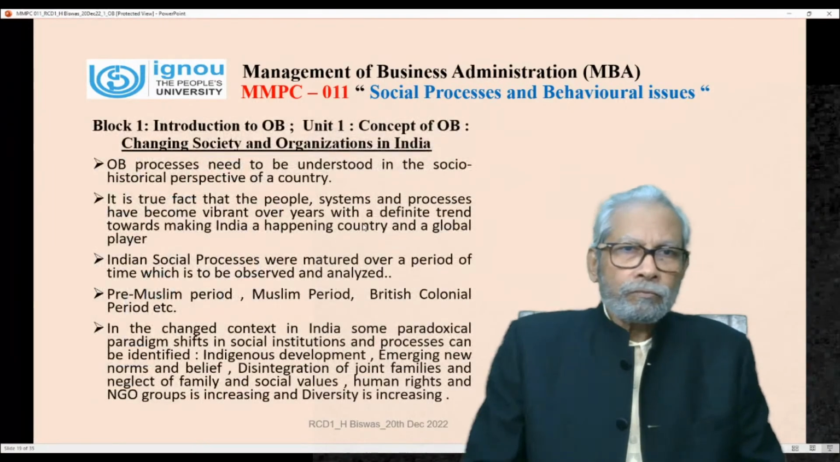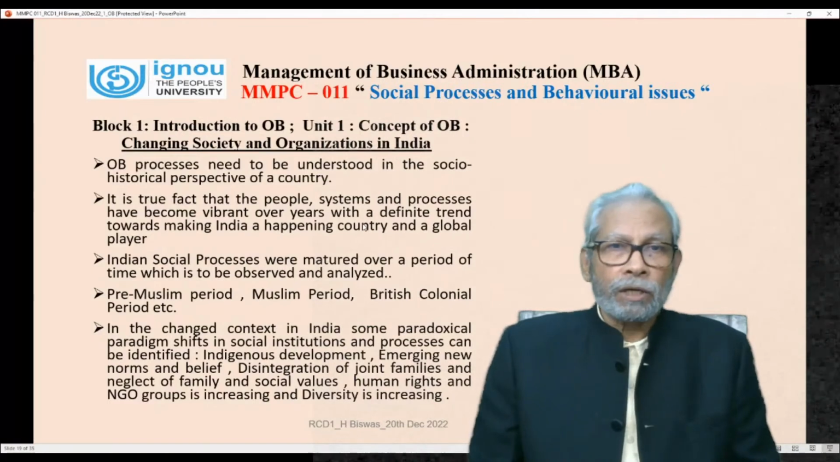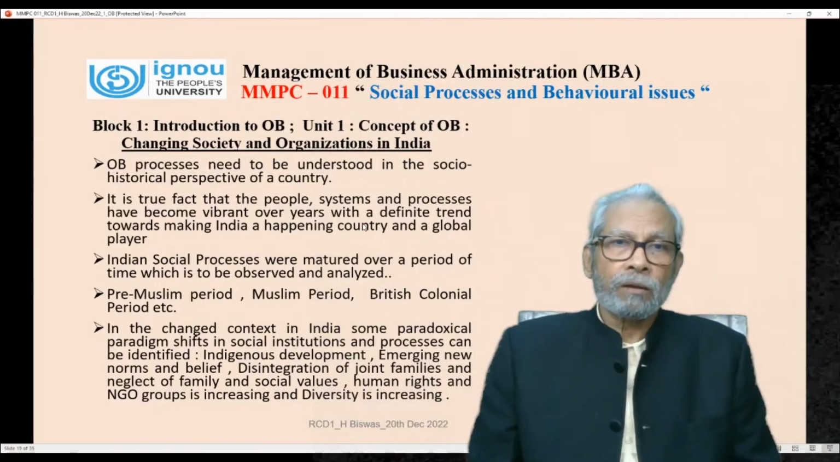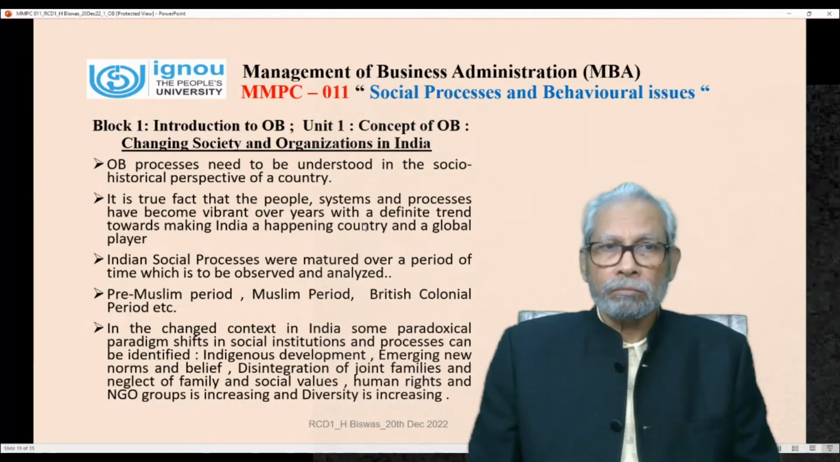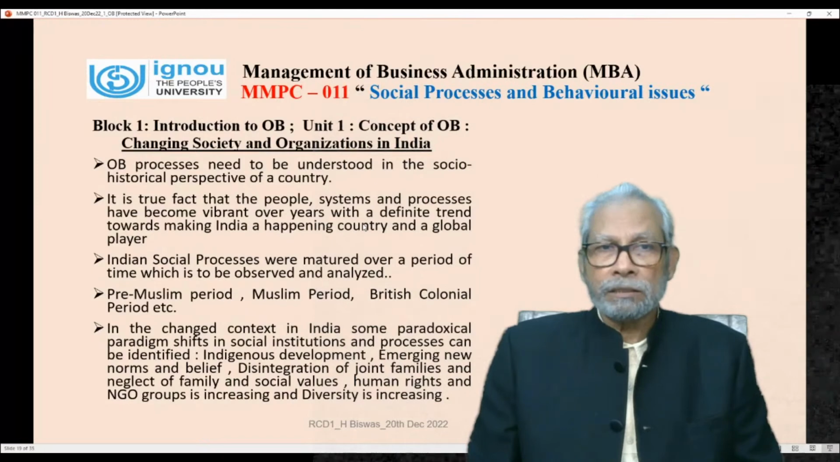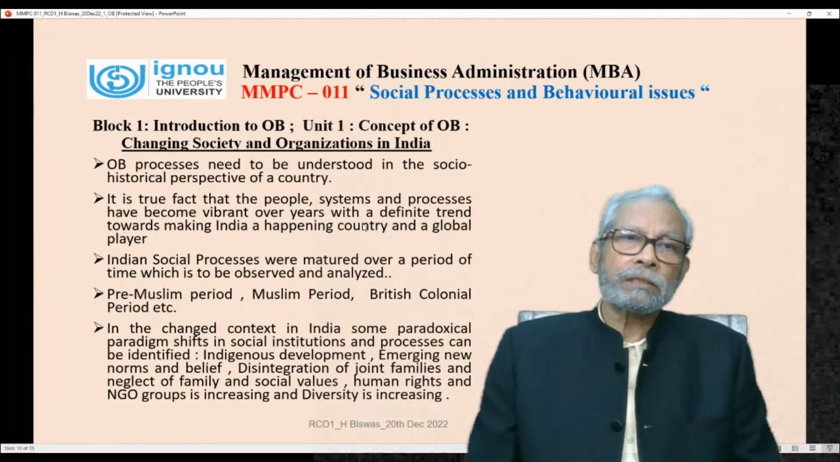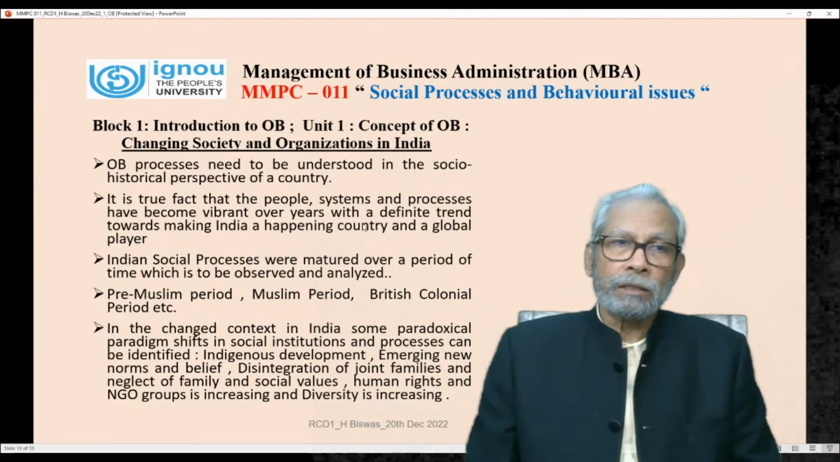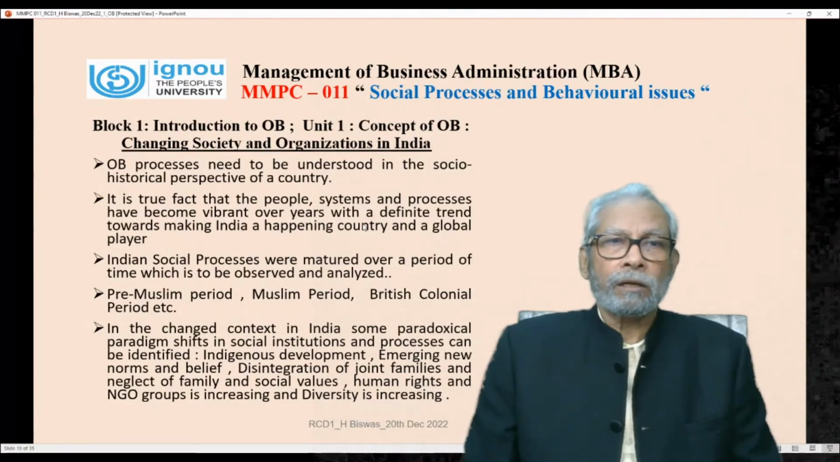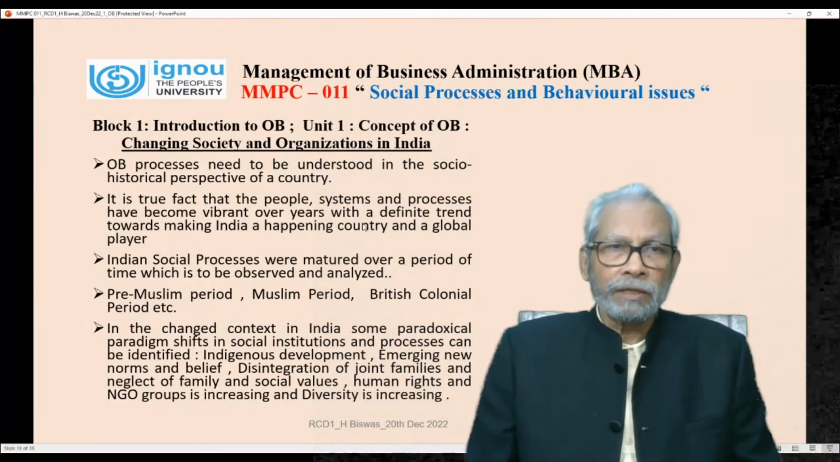So now, changing society and organizations in India. That is also something we have to think about. In India, what are the changes in the society and in the organizations? Organizational behavior processes need to be understood in the socio-historical perspective of a country, because the system we have in our country may be different in another country.